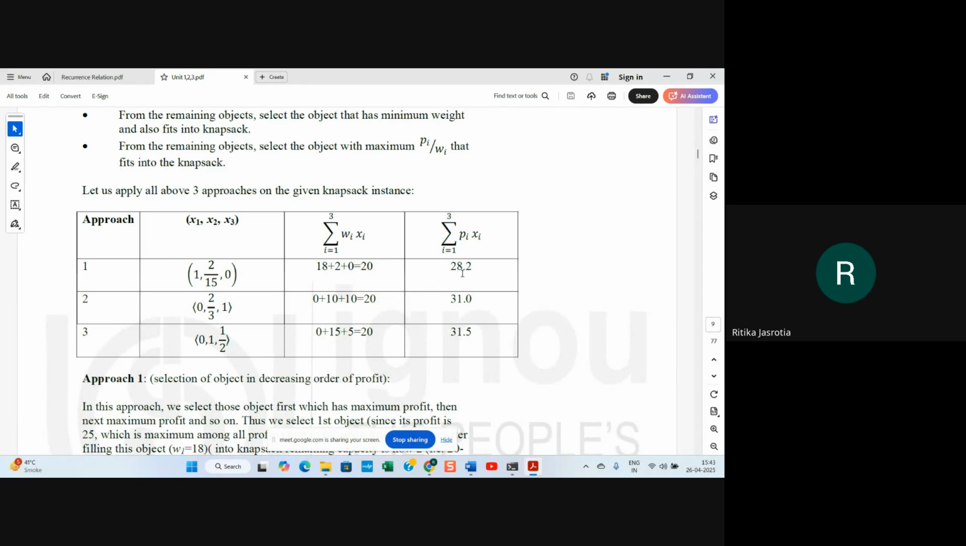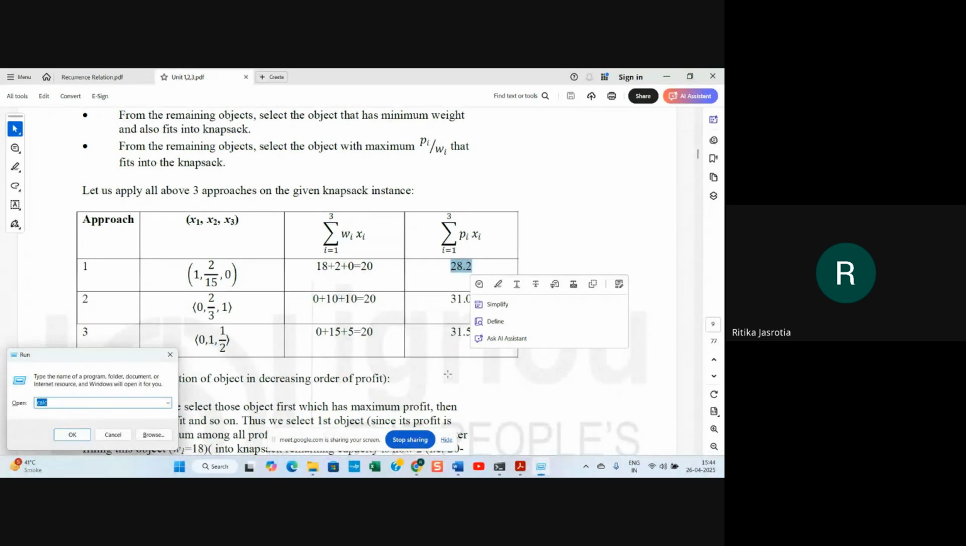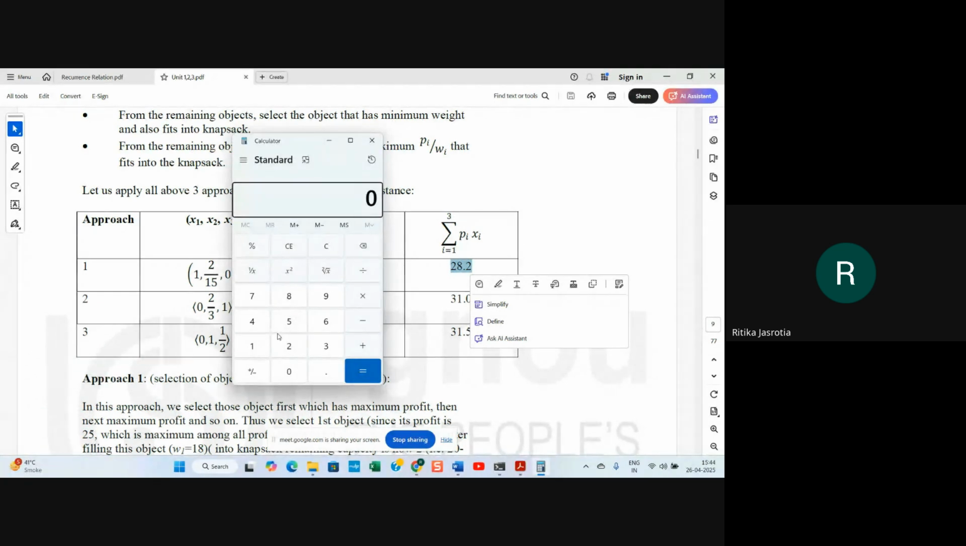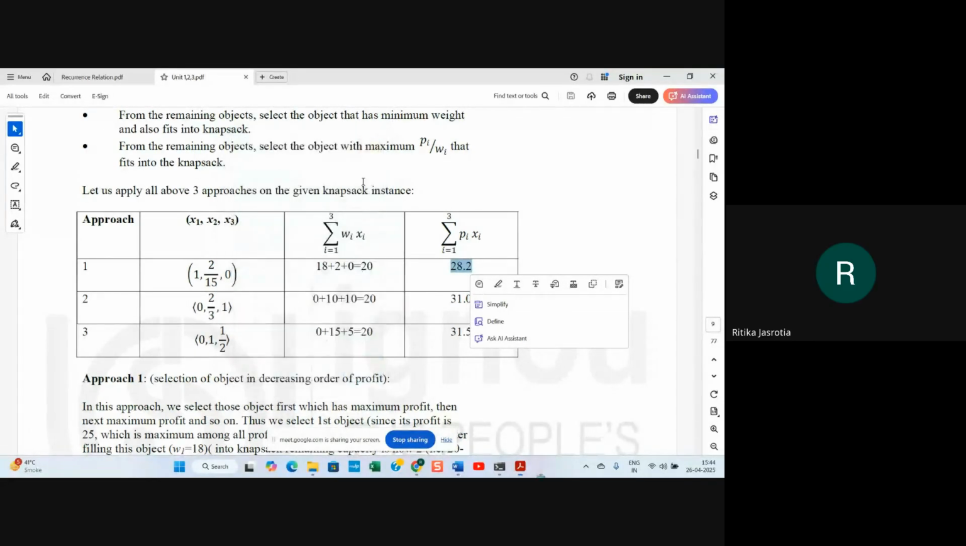Right or wrong? They have written 28.2, it should be 28.6, whatever the value is coming out. If I open the calculator, it is 28.2. That is 0.2, and it will be 3.2. So 25 plus 3.2 is 28.2. Right? This is how the first method is giving you the answer.